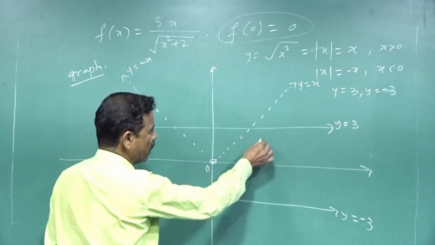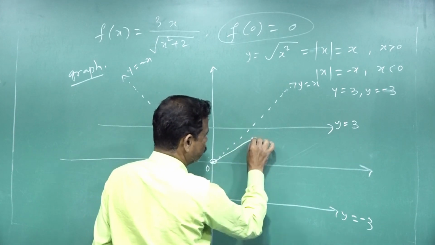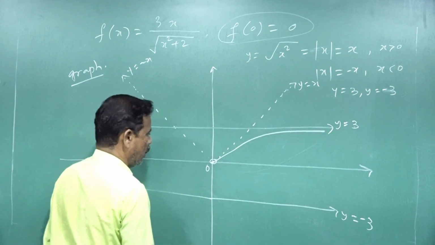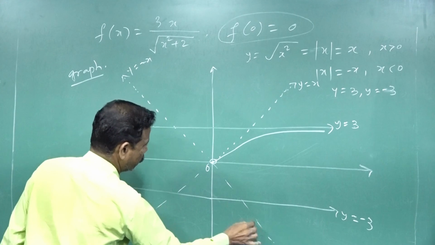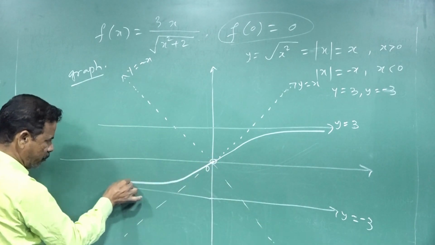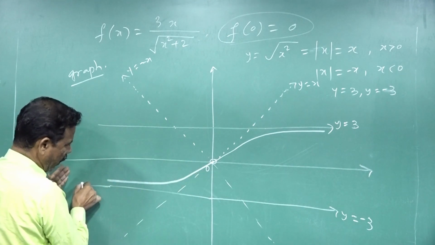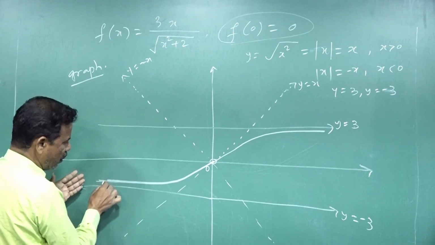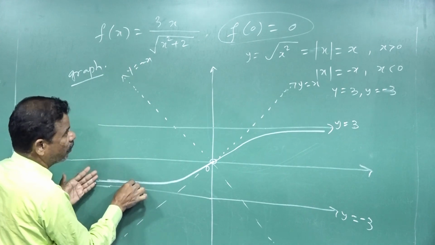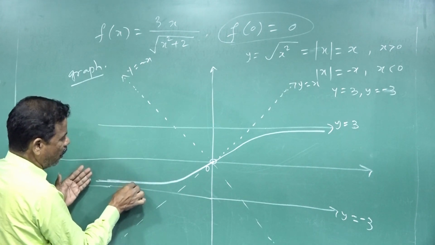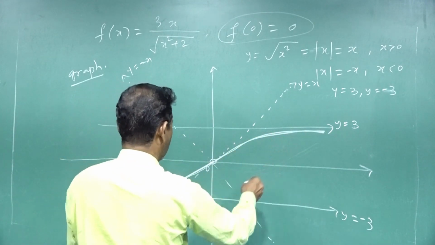And what about the curve? It is passing through this point and approaching the asymptote, so it reaches the positive side, and on the other side it goes to the minus infinity point. That's why this is the horizontal asymptote. In total, the curve passes through the origin 0, 0.